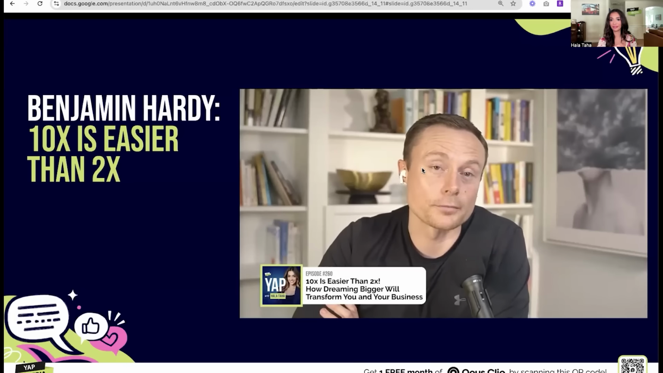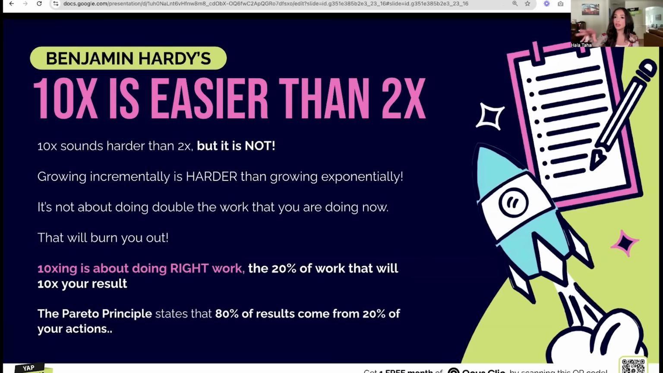But yeah, 2X is harder than 10X. If you want to do 2X, you just do more of the same stuff you're already doing. If you want to do 10X, you've got to think differently, right? You've got to do something differently. You've got to focus on the 20% that's really moving the needle and drop everything else, right? So 10Xing is about doing the right work, about thinking innovatively and leaning into the 20% of the work that has the most results, okay?